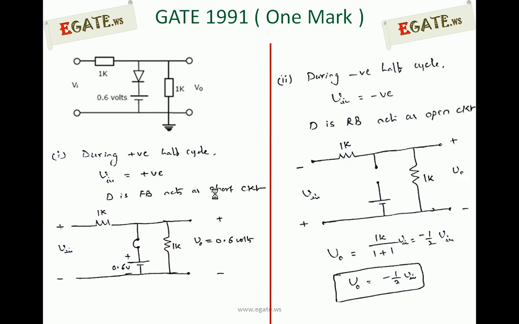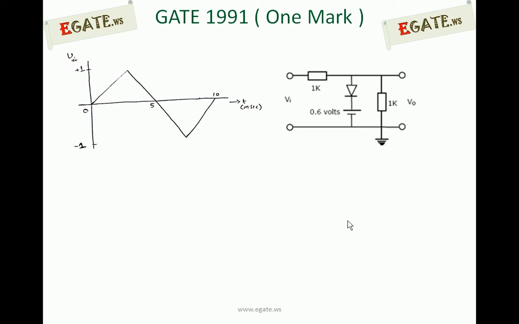During the negative half cycle, all input voltages are negative, so the diode is reverse biased and acts as an open circuit. The equivalent circuit diagram looks like this. Now the output voltage is calculated using the voltage division rule. V0 is 1 kilo ohm by 1 plus 1 kilo ohm into input, that is half of the input. So V0 is half of the input voltage, but the polarity is negative, since V0 and Vi are in opposite polarities.